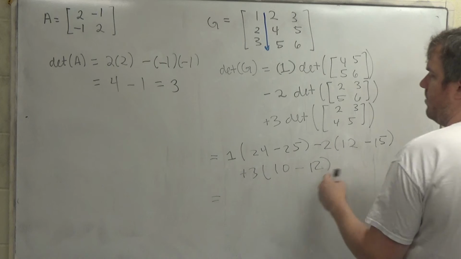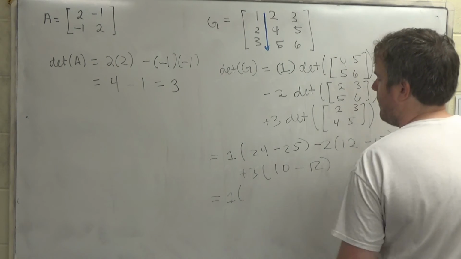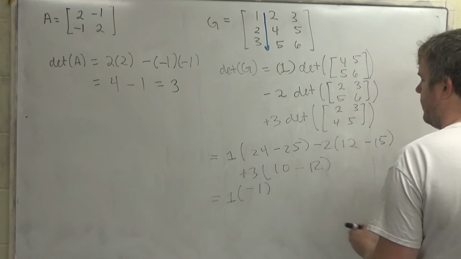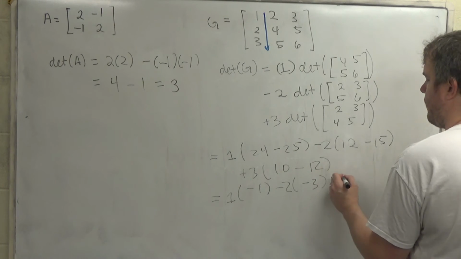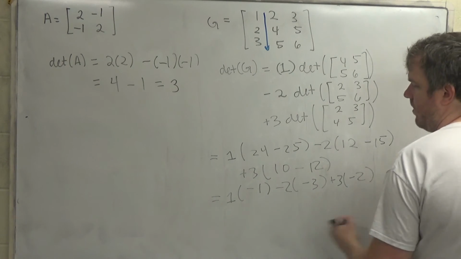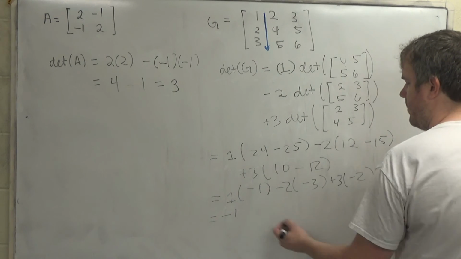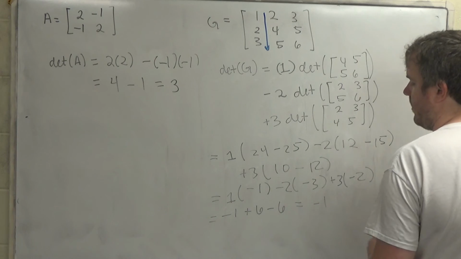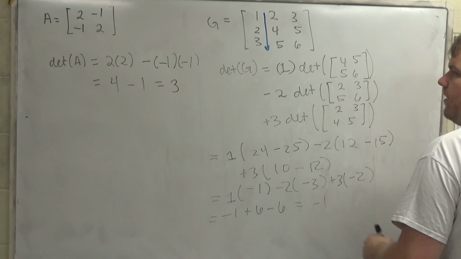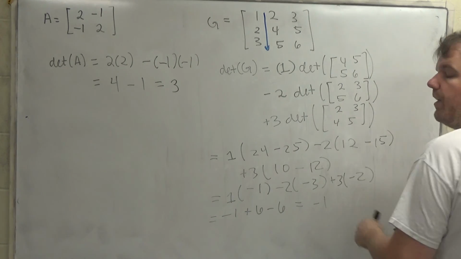And now we should probably simplify to make our lives easier. Let's see, that should be negative 1 minus 2 times negative 3 plus 3 times negative 2, which is negative 1 plus 6 minus 6, which is negative 1. So what we get is that the determinant of G here is negative 1.